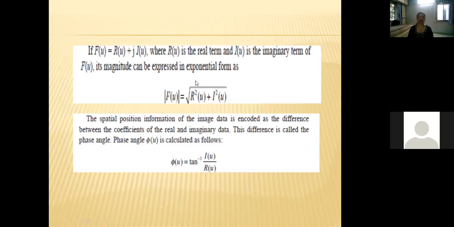Okay, so this equation gives you the magnitude of the transform, the square root of the sum of squares of the real part and the imaginary part. Similarly, the spatial position information of the image data is encoded as the difference between the coefficients of the real and imaginary data. This difference is called the phase angle, and the phase angle phi uv is given as tan inverse of the imaginary component divided by the real component.